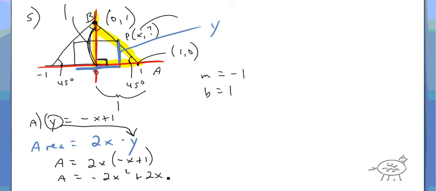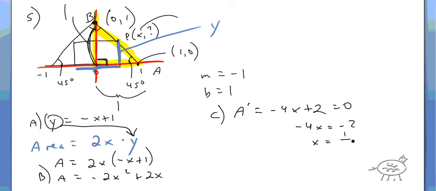Well, I have a nice little area formula here, so this was B. And for C, A prime is equal to -4x plus 2. Set that equal to 0, so -4x equals -2, x equals 1/2. All right, so that is the value of x. Again, let's test it up here. It's 1/2, and we're supposed to be maximizing this.